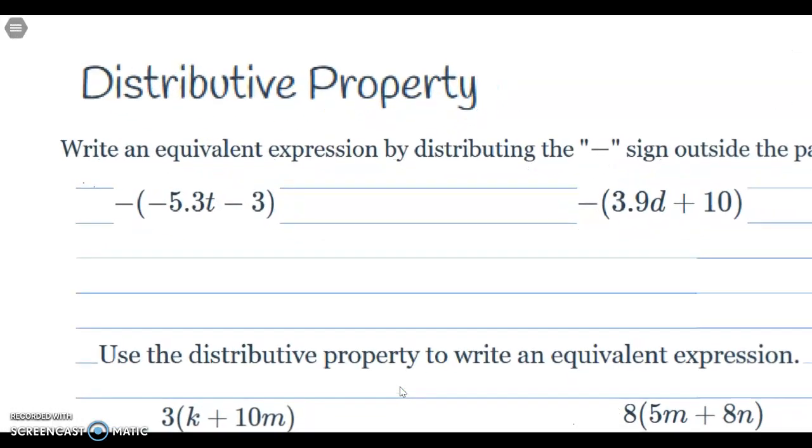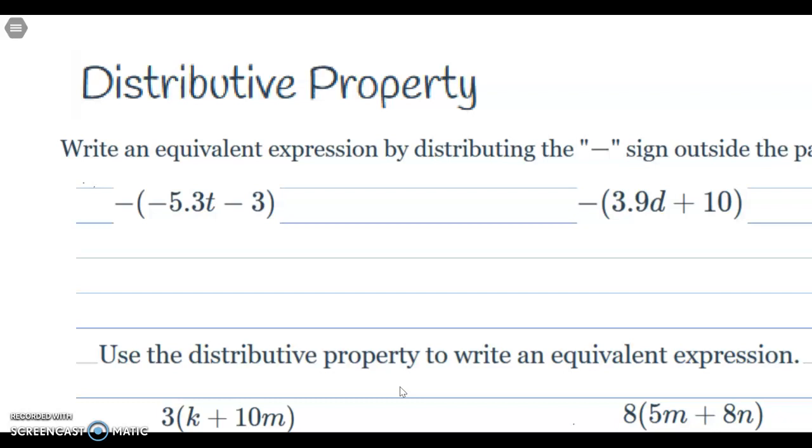Distributive property, okay? What we want to do with distributive property is distribute what's outside of the parentheses and take it from being factored to being something called expanded. Basically, we're just multiplying what's outside of the parentheses with what's on the inside of the parentheses, okay?